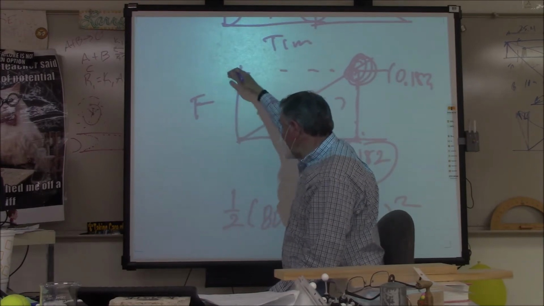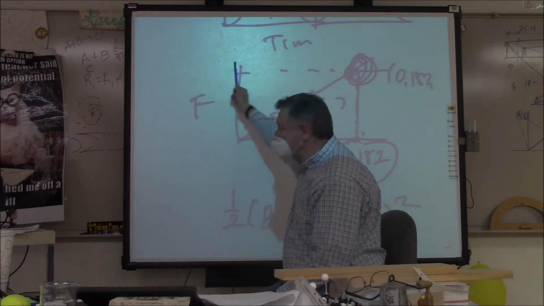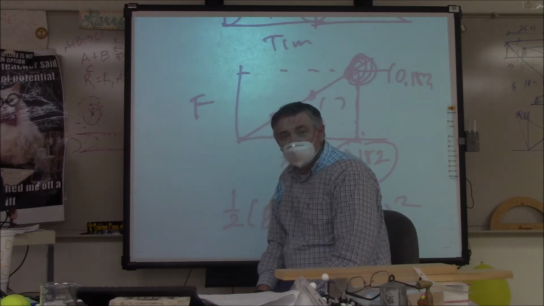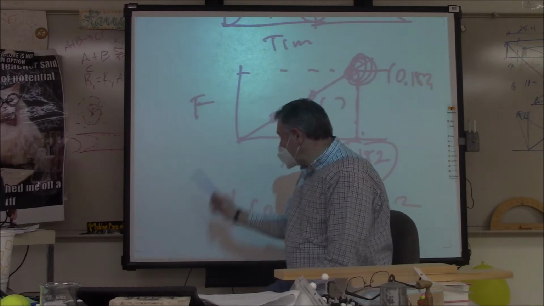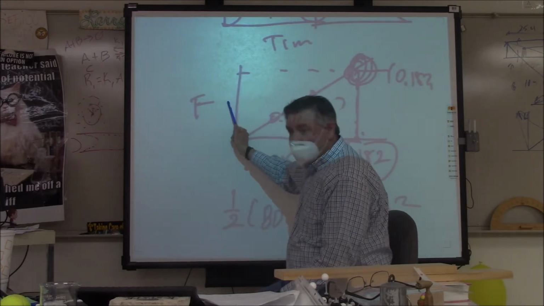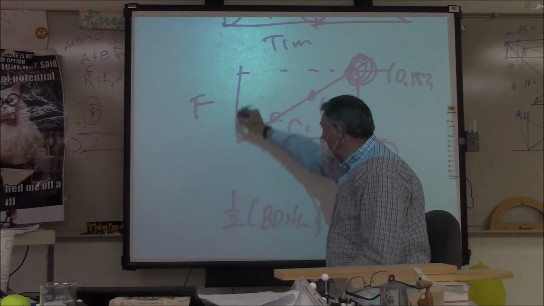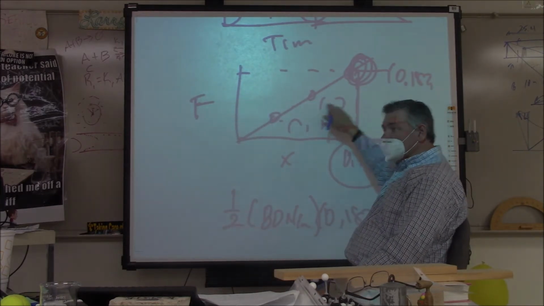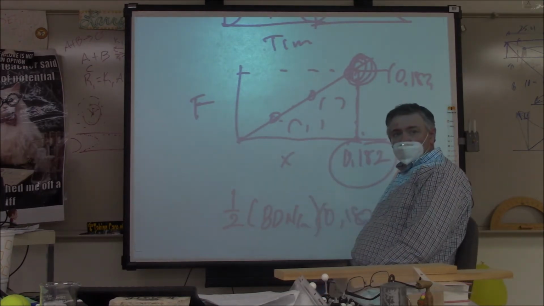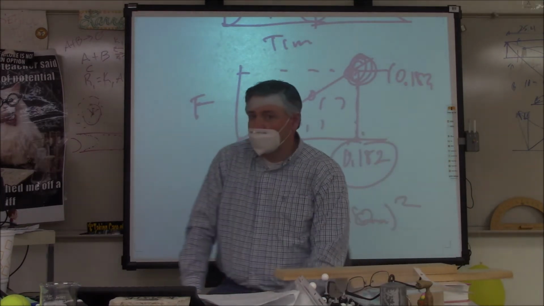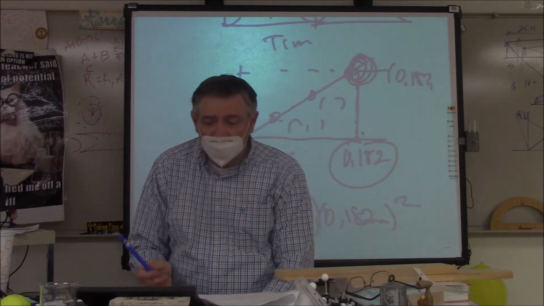If I asked you to find the average between 0 and 14.7, what would you do? Add them up and divide by 2. So you're going to take 0 plus 14.7 and divide that by 2. That's going to be our average force, like an average force going across like this. And then multiply that by 0.182. That's all you have to do. Do not make that complicated.